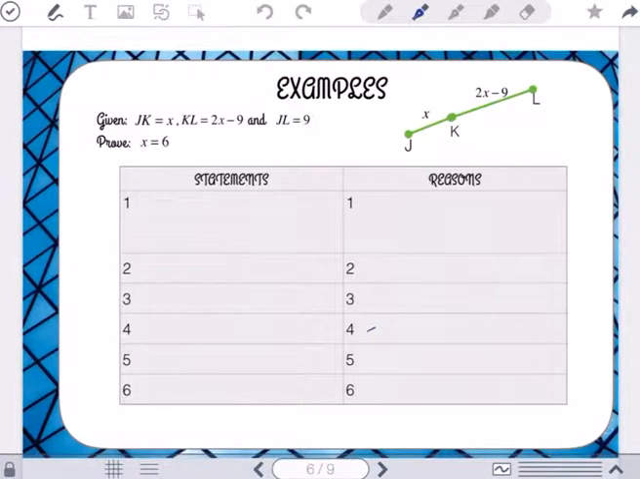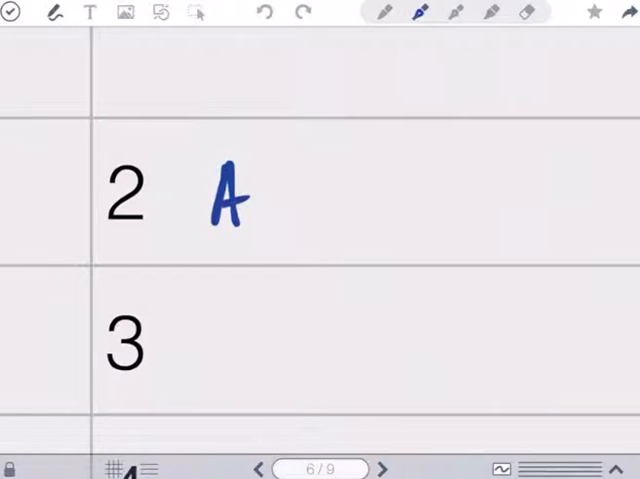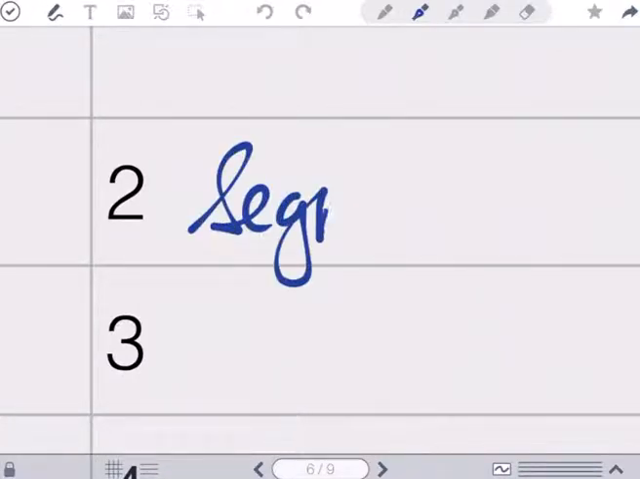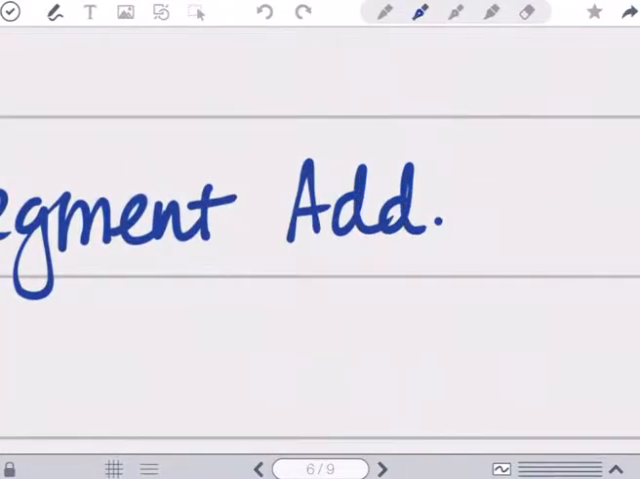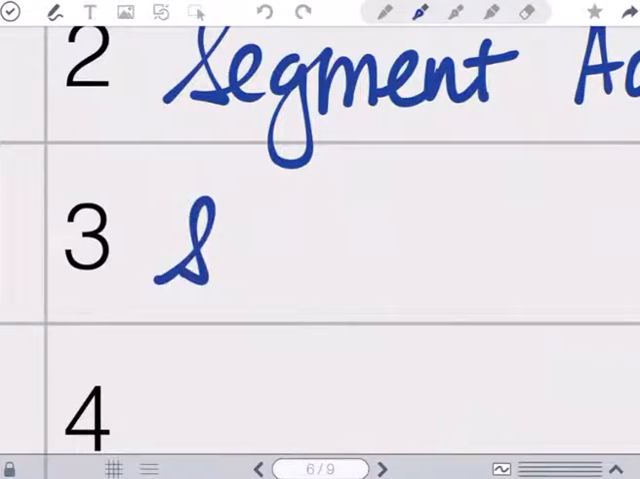If you're really stuck, the second reason is going to be segment addition. And the third reason is going to be substitution.